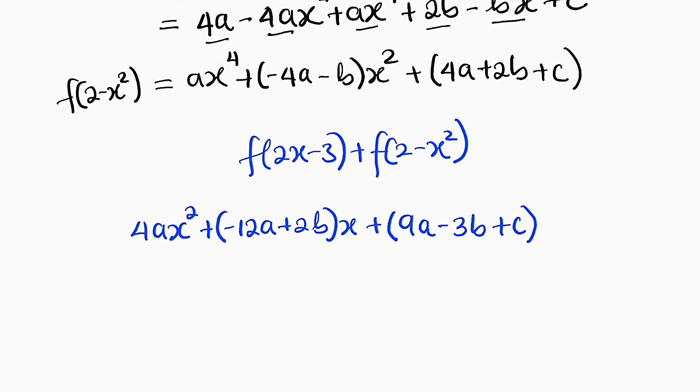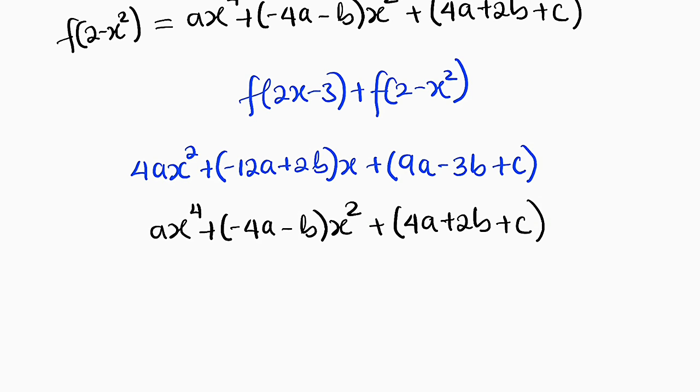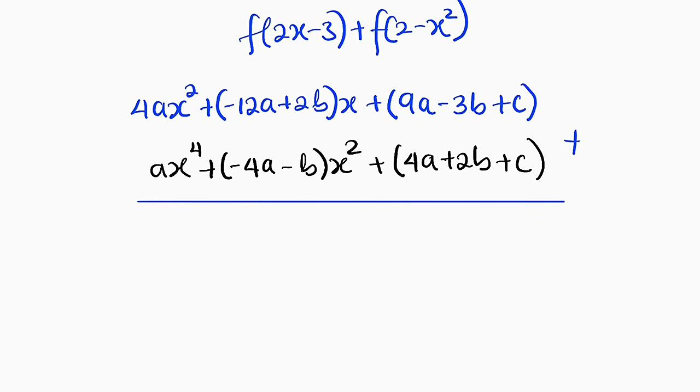This is f of 2x minus 3. Let me copy f of 2 minus x squared as well, so you see them side by side. Let me draw a line and add all of them together. The leading term has no corresponding term, so let me just drop it down, which is ax to the power of 4.